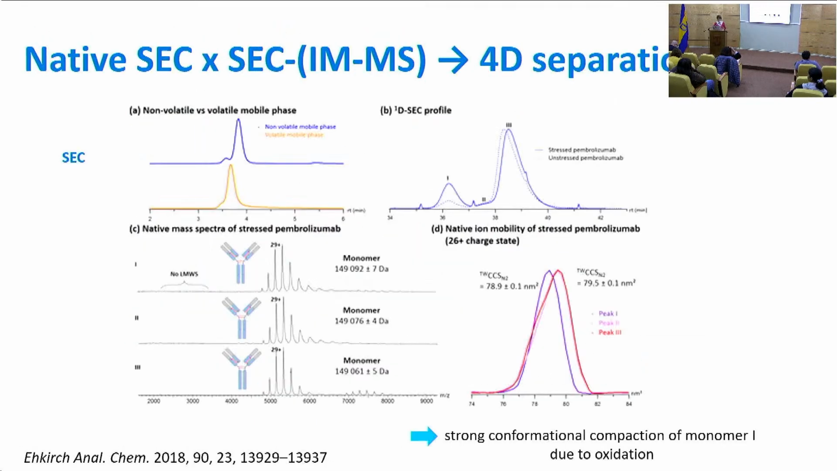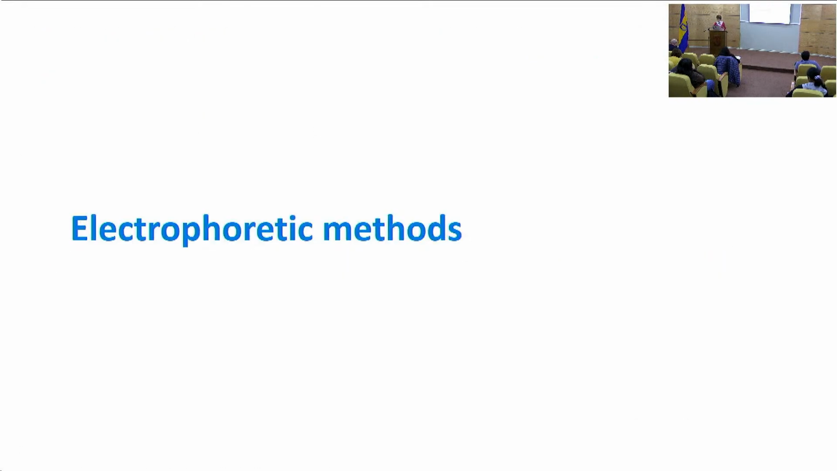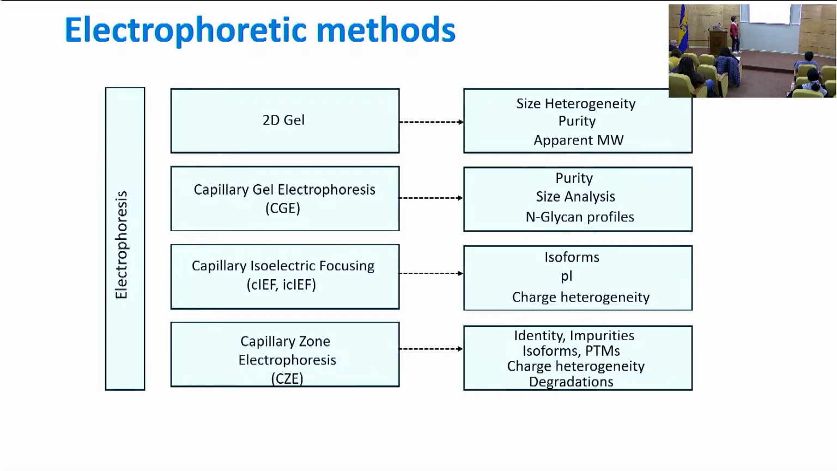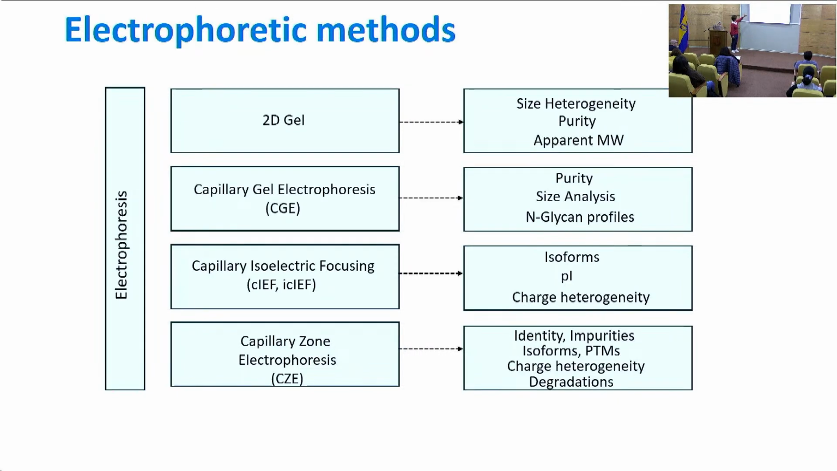And then I can switch to the electrophoretic methods that could be used as well. So here is a summary of all the electric methods that can be used to analyze the identity and the impurity as well as the degraded form of the proteins. Most of the capillary electrophoresis, all of the electrophoretic methods rely mainly on capillary.